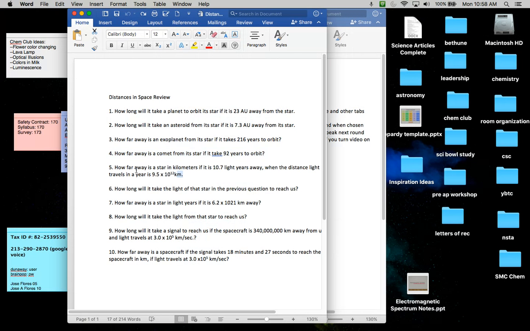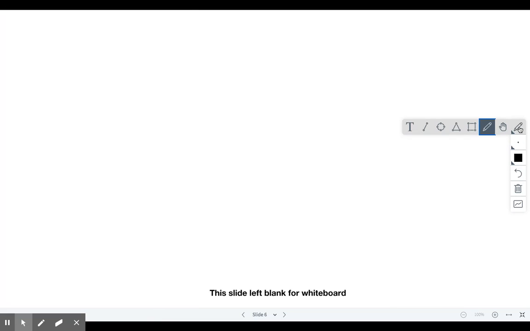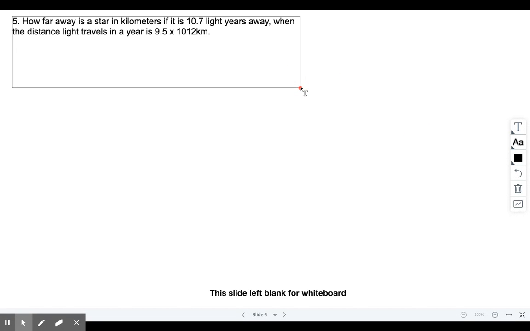So let's look at the next one. We're dealing with distances in space farther than in our solar system. So we want to use AU in our solar system, but outside of our solar system, we've got to go to the bigger light years. So it says, how far away is a star in kilometers if it is 10.7 light years away, when the distance light travels in a year is 9.5 times 10 to the 12 kilometers? And remember, it doesn't show me the 10 to the 12th, but this should be a 12th right there.